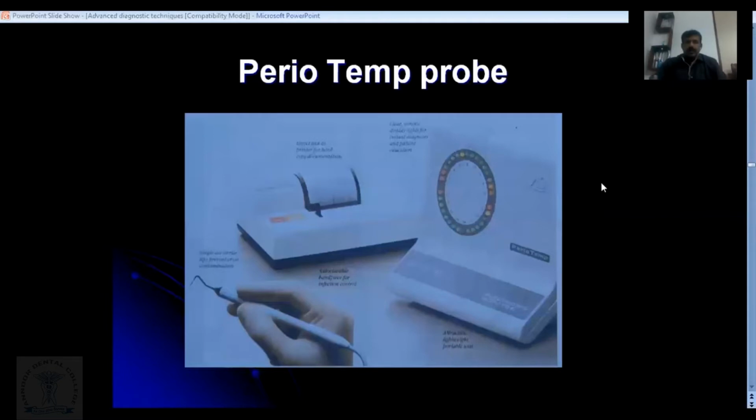Now this is the Periotemp. This is a handpiece which goes into the gingival sulcus, and this is the instrument, the machine, which is connected to a printer that gives a digital readout of the temperature in relation to the different regions in the oral cavity.